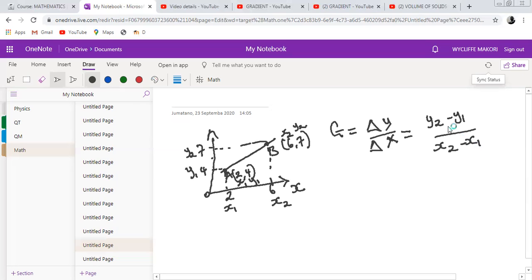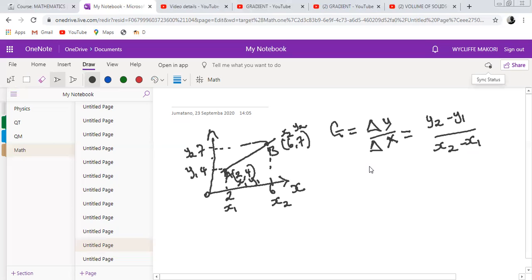Point to note here is this: when we are talking about y2 minus y1, then on the change in x, we need also to have x2 minus x1. We cannot have y2 minus y1, and then when we come here, we do x1 minus x2. If it is y2 minus y1, here it must be x2 minus x1. If we do y1 minus y2, here it must be x1 minus x2. They must follow that particular sequence.